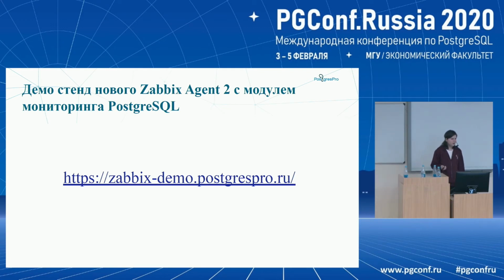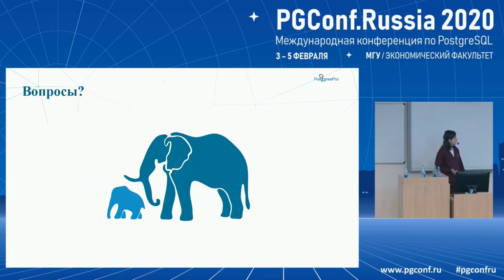We have also prepared a small demo stand. It's a Zabbix server. The Go agent is working there. It collects the OS metrics and Postgres metrics. You can go there and see how it works.